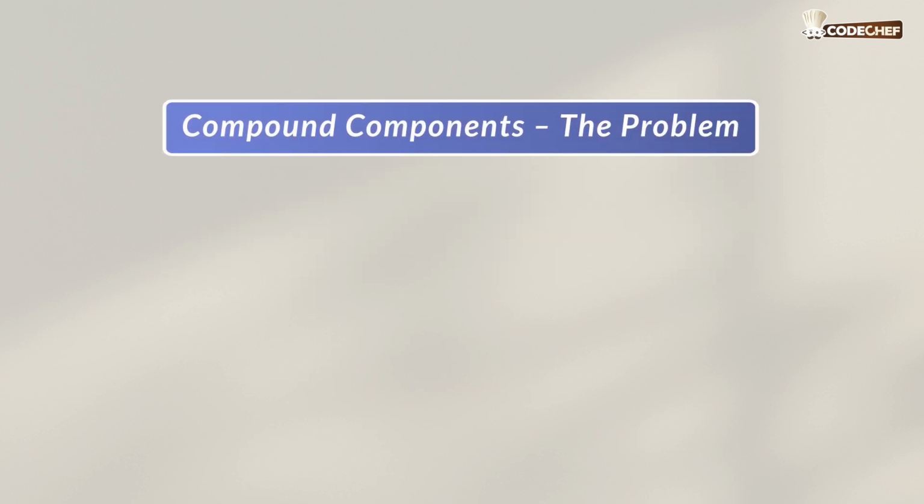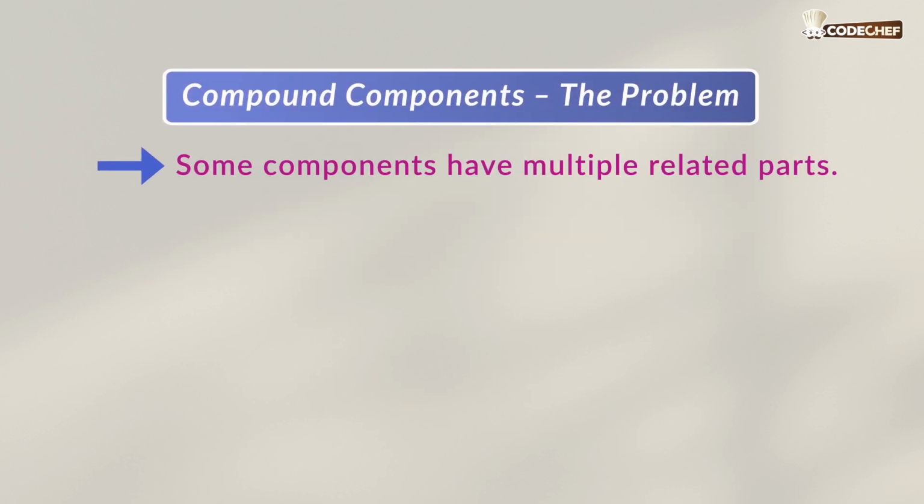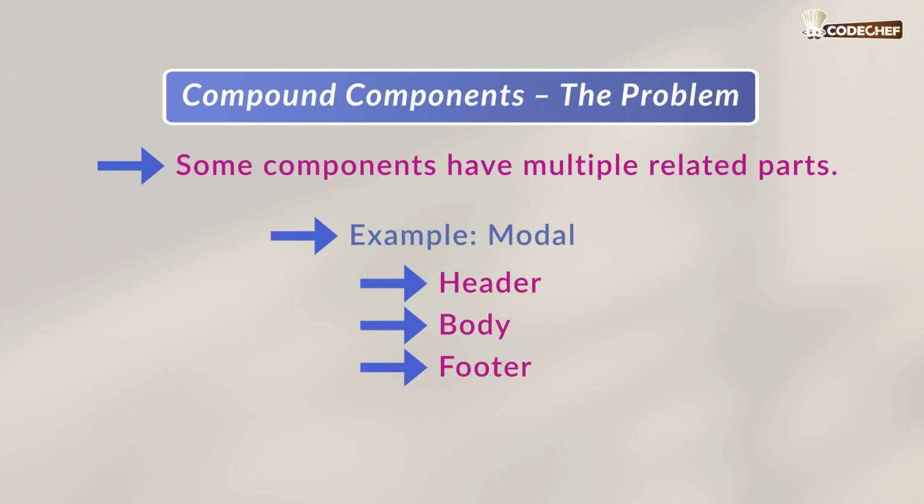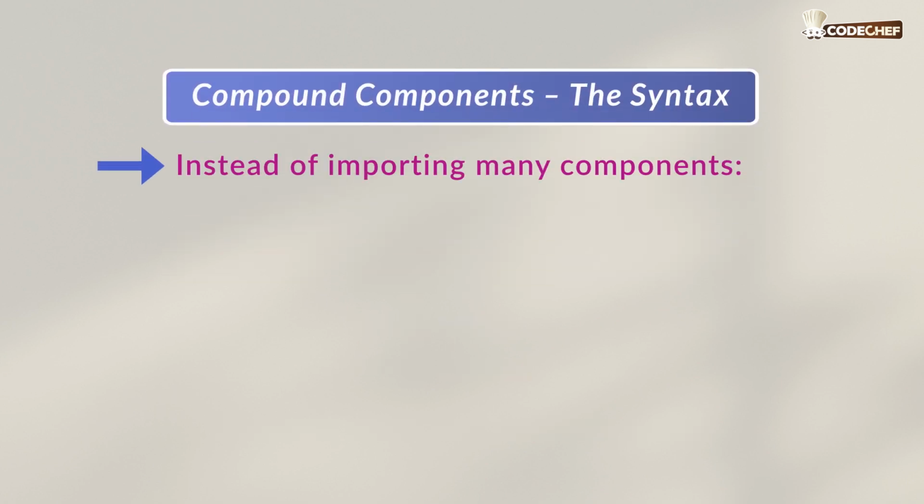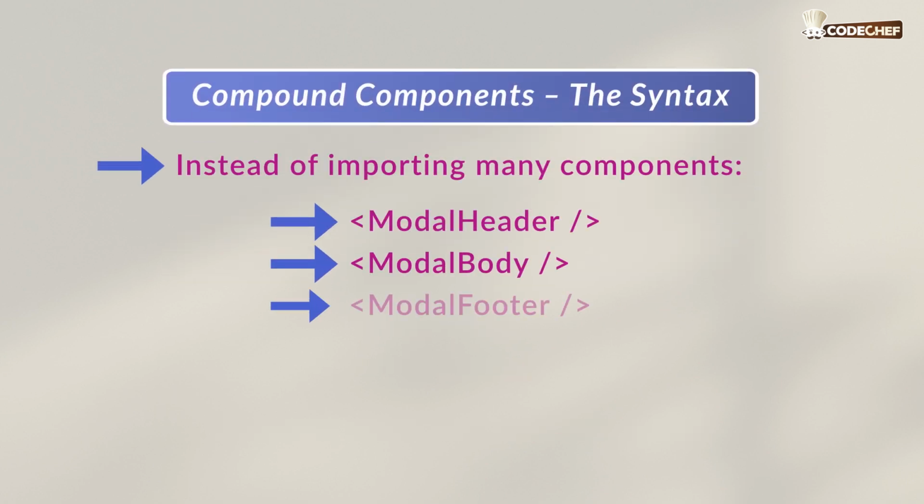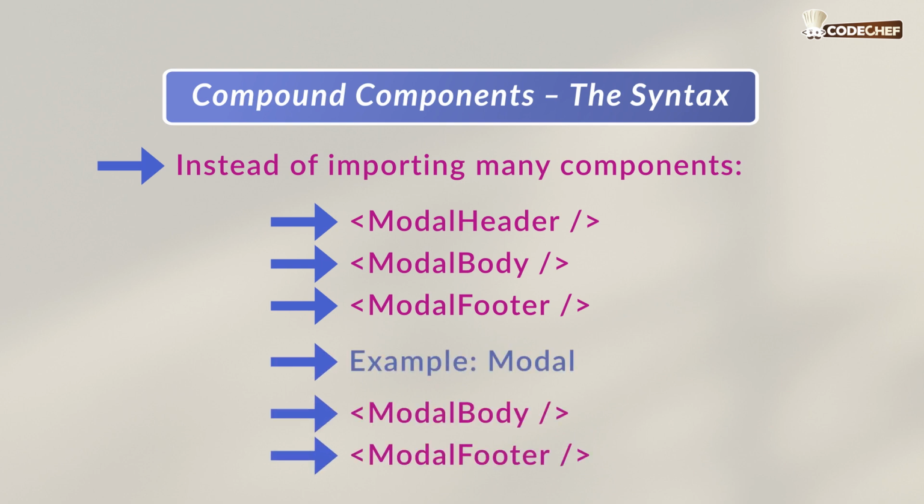Some components naturally have multiple related parts. A modal is a good example with a header, body, and footer. We want these parts to stay grouped together, but we also want clean and readable JSX. Instead of importing many separate components, we group them under one main component. This lets us write code like Modal.Header and Modal.Body. The structure becomes easier to read and understand.